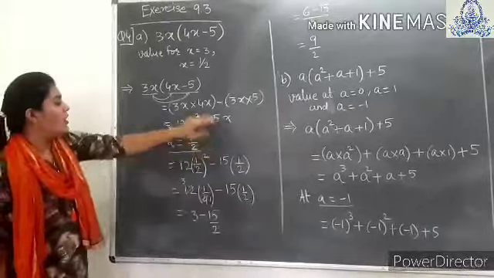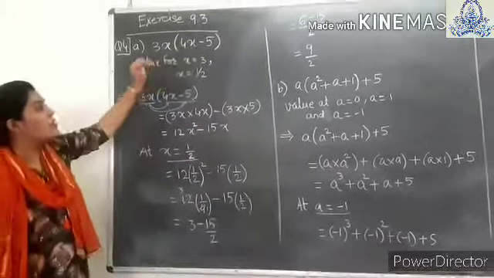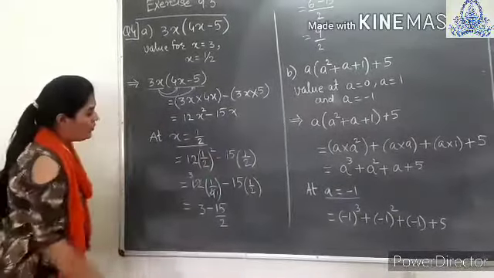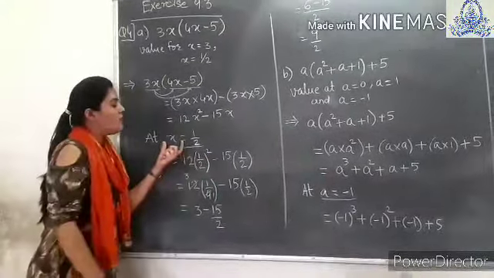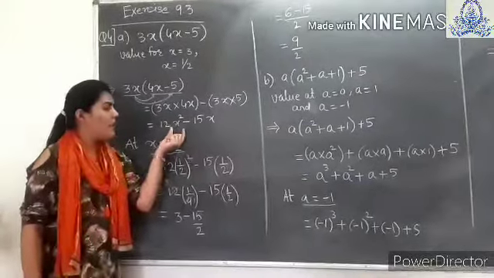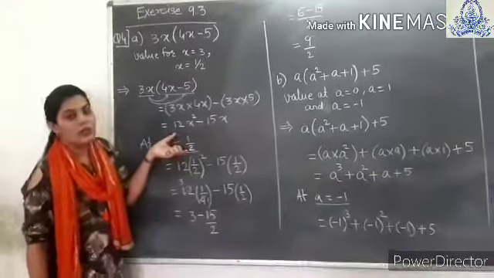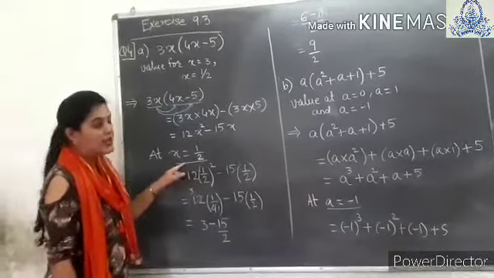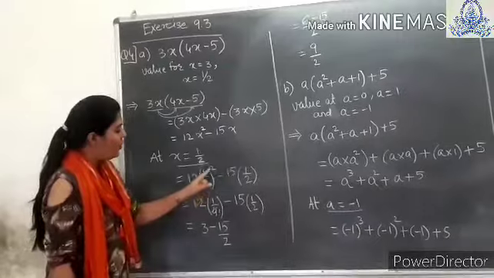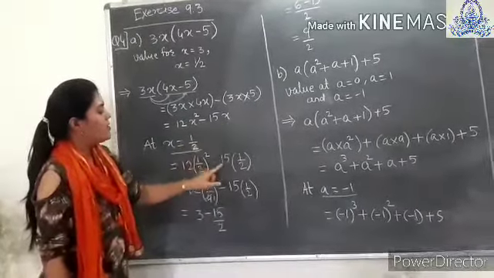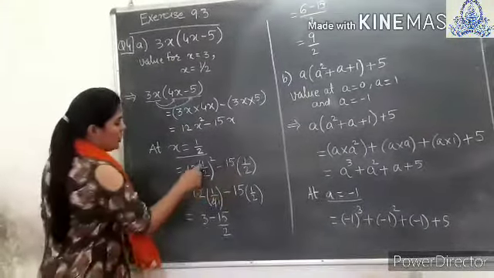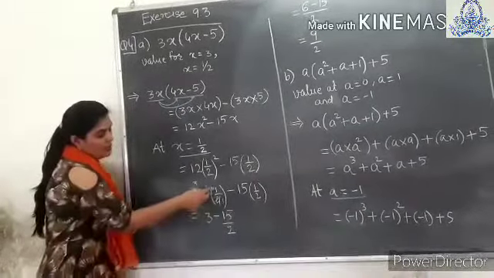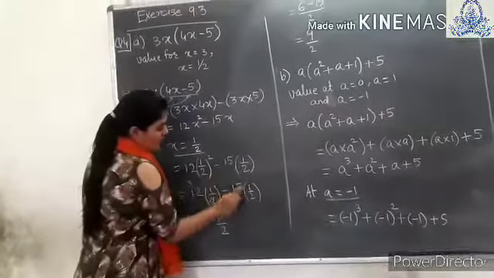Now we have to find the value of this expression at x is equal to 1 upon 2. At x is equal to 1 upon 2 means in the place of x you have to substitute the value 1 upon 2. So 12x square: we put the value of x, so 12 into 1 upon 2 bracket square, minus 15x, so minus 15 into 1 upon 2. Now 1 upon 2 bracket square gives you 1 upon 4. So 12 into 1 upon 4 minus 15 into 1 upon 2.